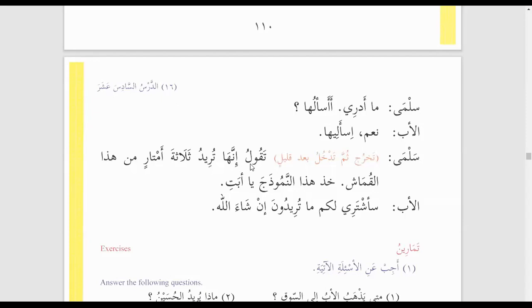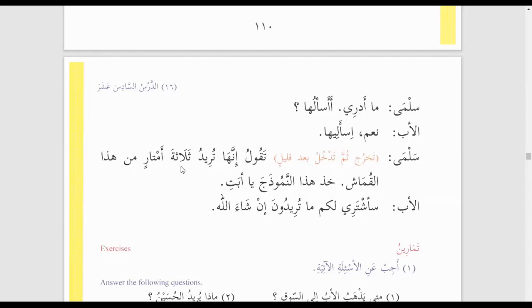Any form of قال, after that we have to use إن. Innaha turidu thalathata amtarin min hadhal qumashi. She wants 3 meters from this fabric.